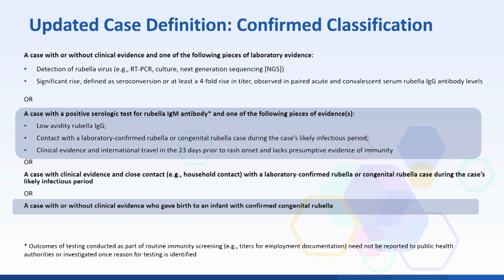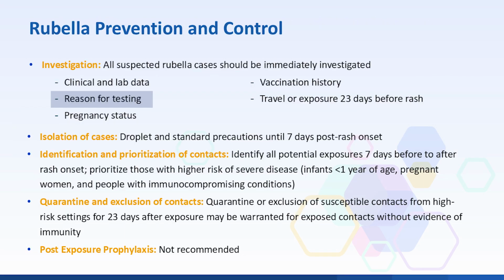Additionally, a woman who has given birth to an infant with confirmed congenital rubella may be classified as a confirmed case, provided they meet the residency requirements. All suspected cases of rubella should be immediately investigated to establish a diagnosis, identify the source of infection, prioritize exposure contacts, and implement control measures when necessary.